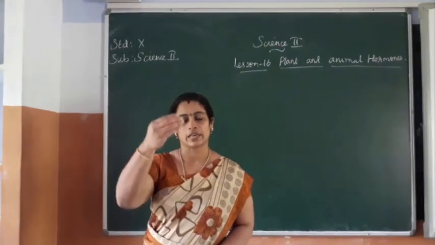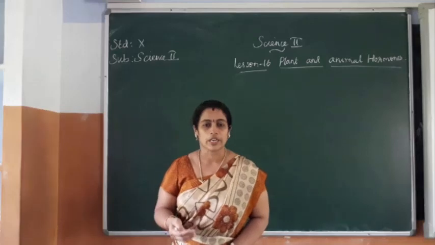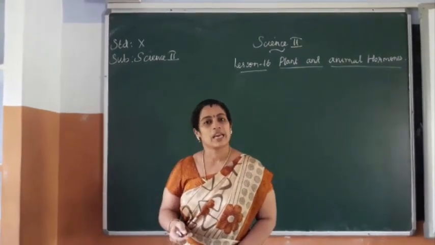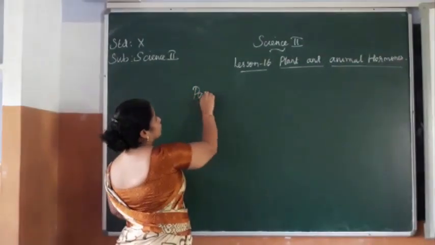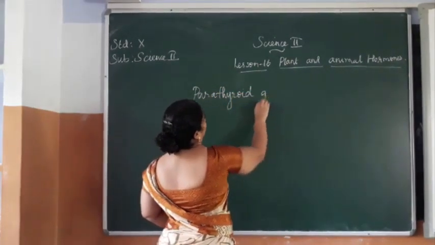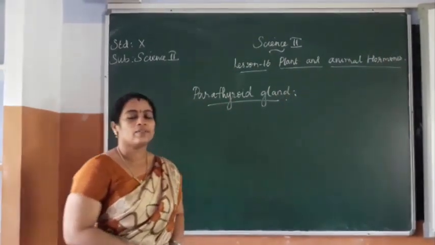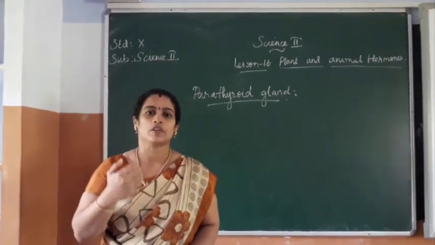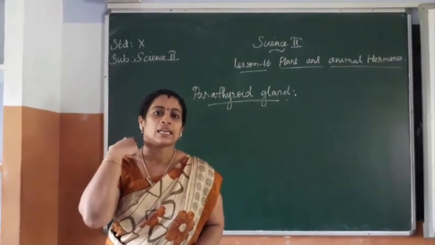Okay, in the previous class I gave the different glands which are present in our body. First we have completed the pituitary gland and the thyroid gland. Next one is the parathyroid gland. What is the parathyroid gland? It is the gland present at the neck region, at the back side of the thyroid gland. The thyroid gland is present in this position, and the parathyroid gland is on the posterior side.